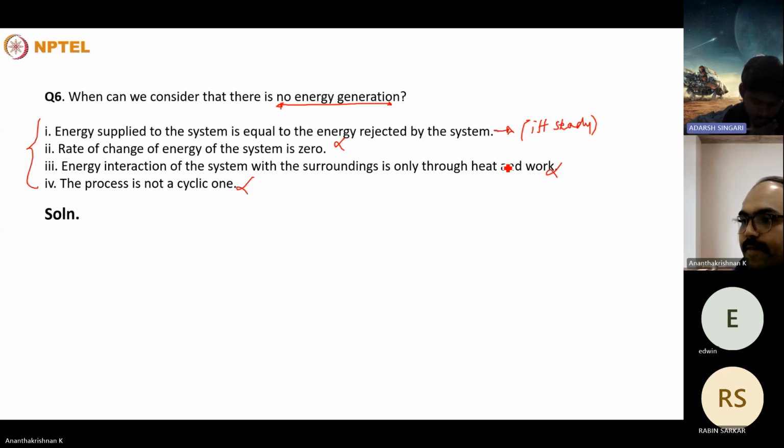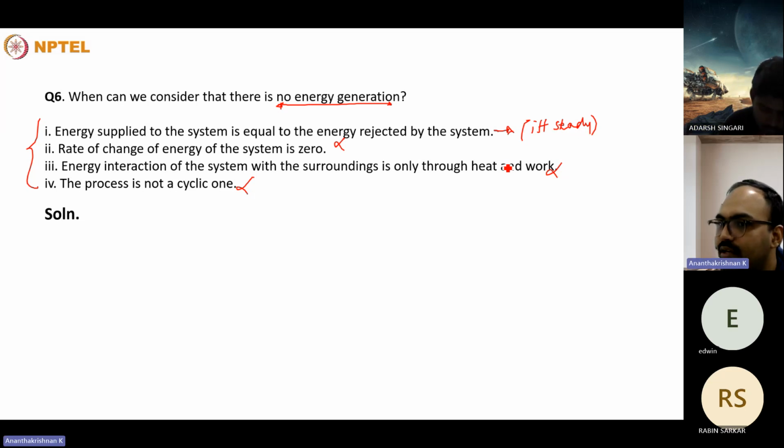Sir, actually, in conservation of energy, energy in minus energy out plus energy generation inside the control volume equal to rate of change of internal energy. Yes. But during steady state, rate of change of internal energy equal to 0. Then energy out minus energy in will be equal to the energy generation. Energy out will be equal to energy in if there is no energy generation.